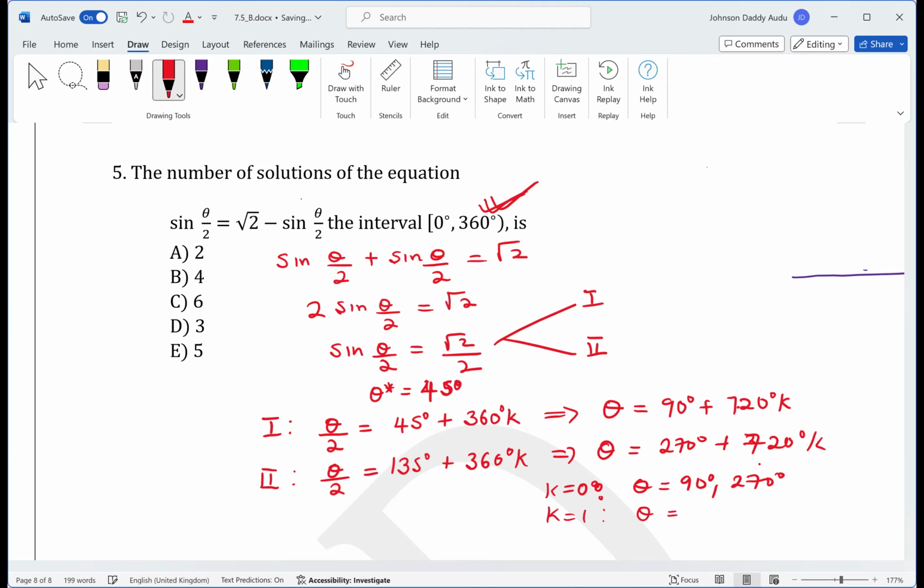And if you take k to be 1, it's going to be outside the interval. So I think we have only 2. So the solution set is only 90 and 270. So the answer is 2.